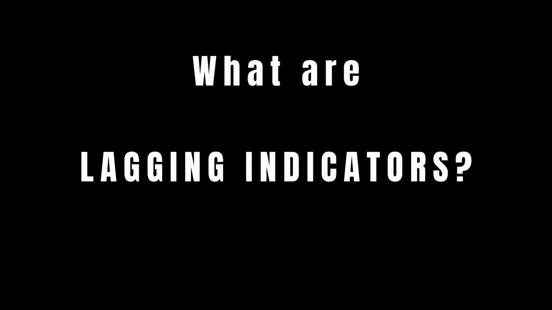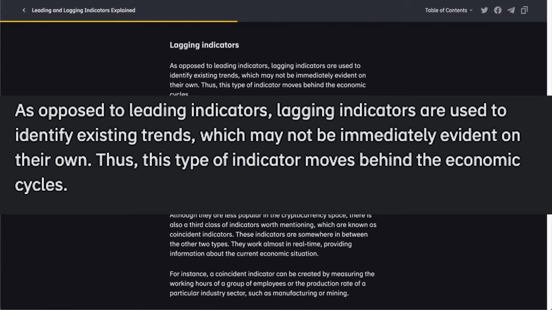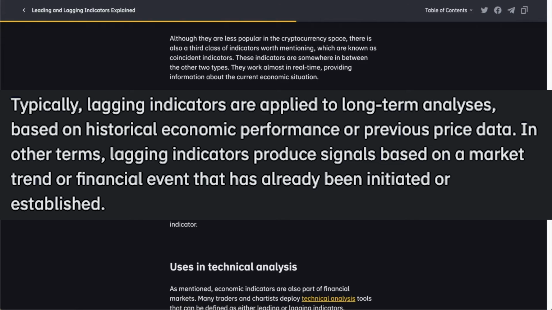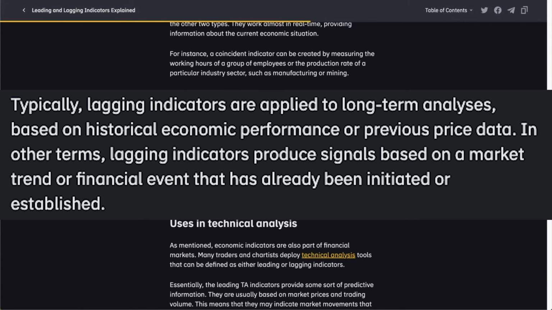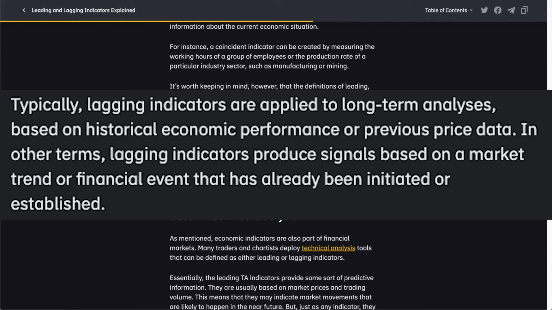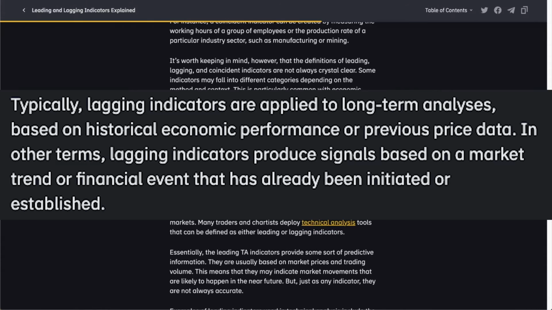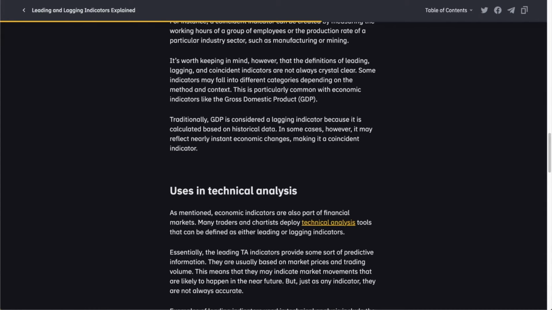Now, what are lagging indicators? As opposed to leading indicators, lagging indicators are used to identify existing trends, which may not be immediately evident on their own. Thus, this type of indicator moves behind the economic cycles. Typically, lagging indicators are applied to long-term analysis based on historical economic performance or previous price data. In other terms, lagging indicators produce signals based on a market trend or financial event that has already been initiated or established. Many traders and chartists deploy TA tools that can be defined as either leading or lagging indicators.